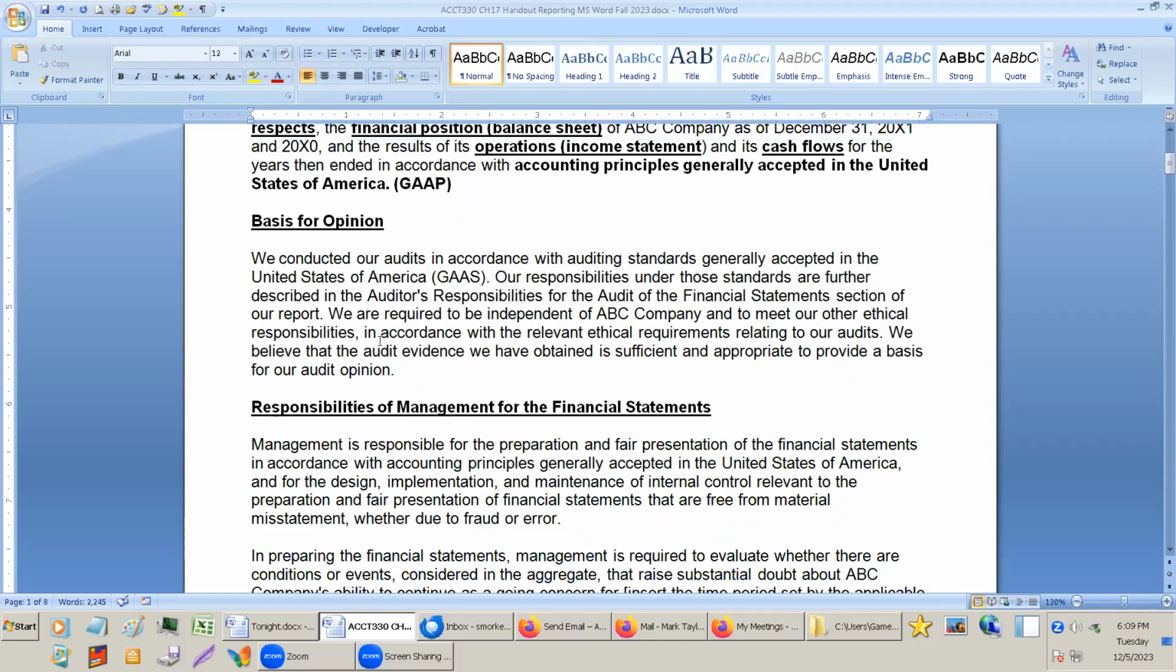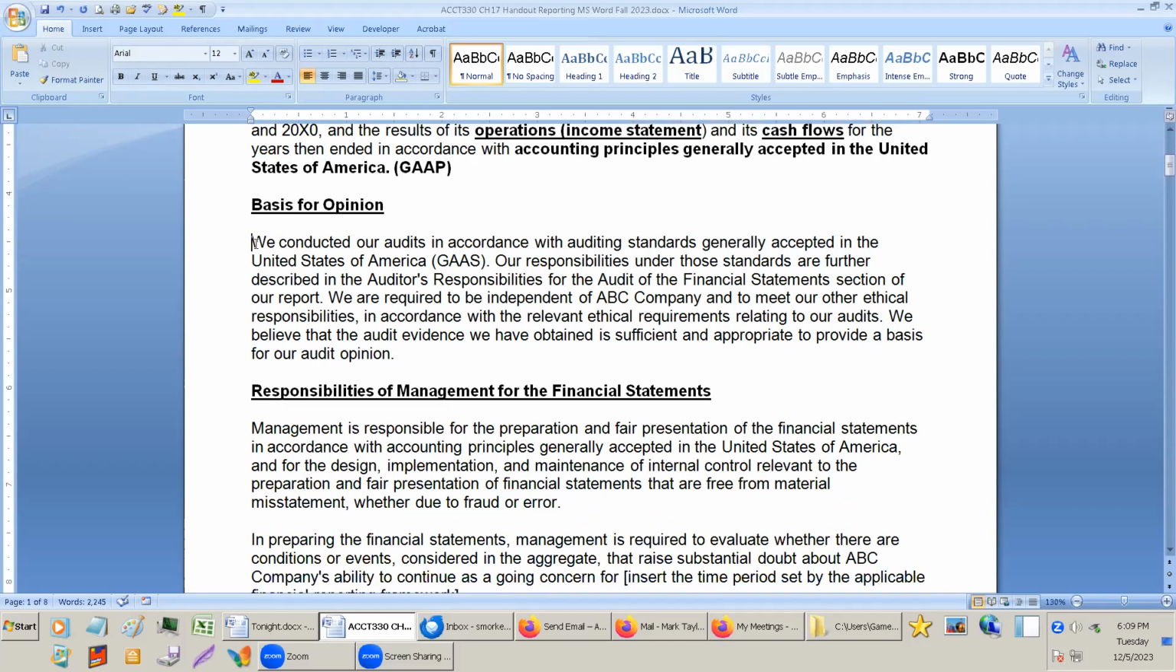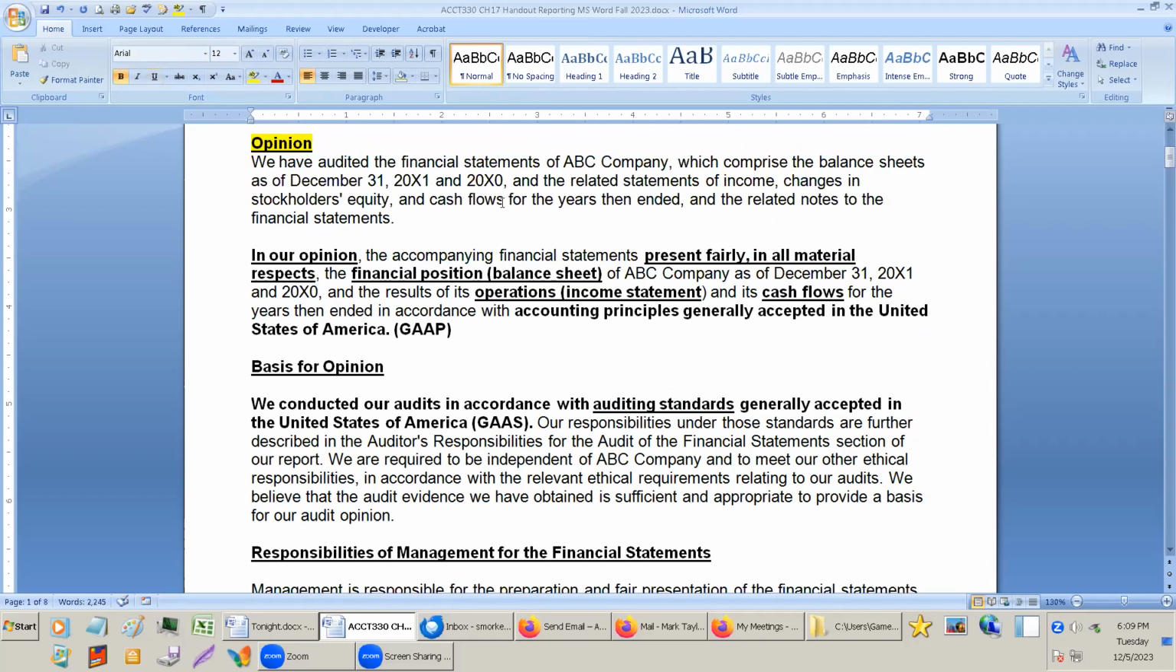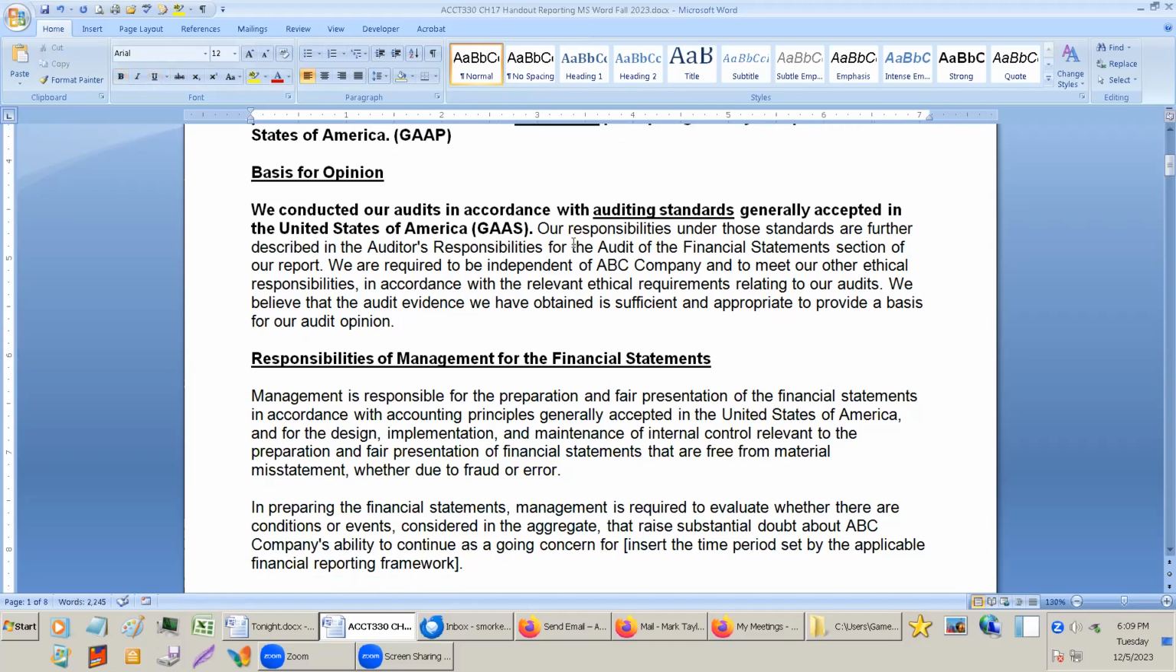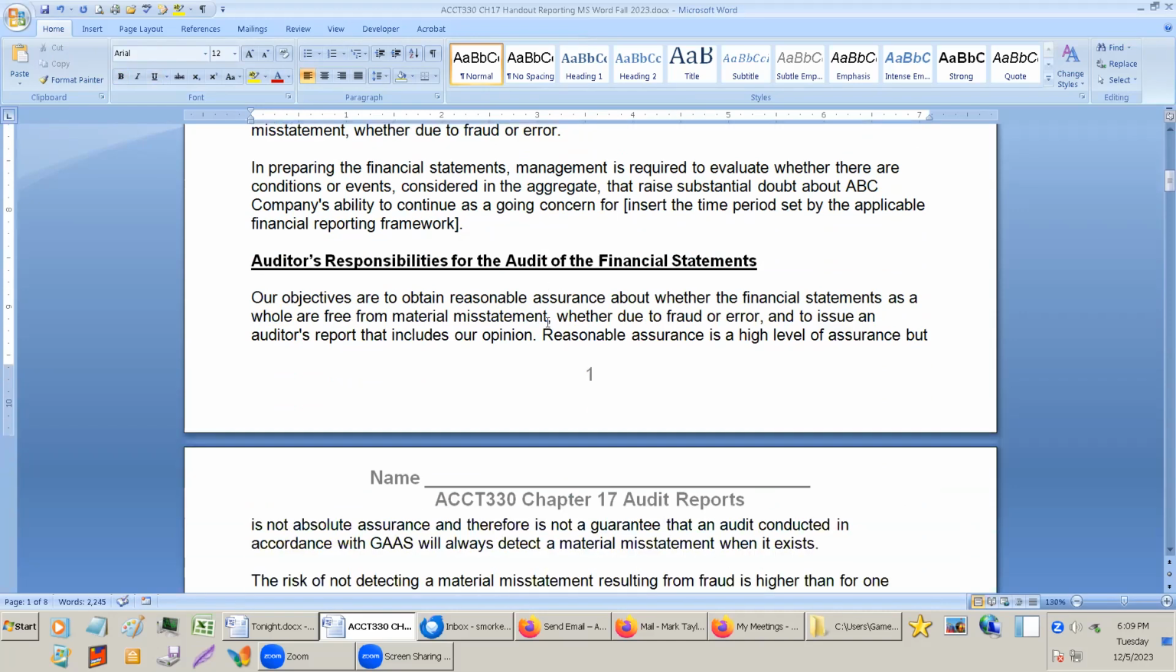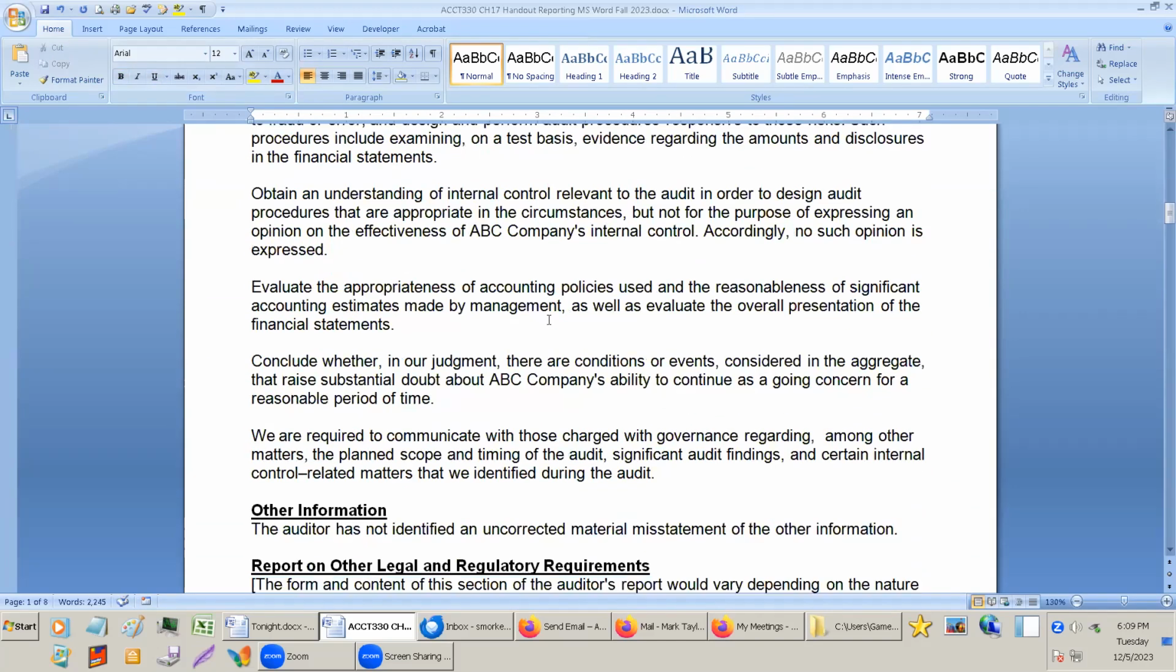And now we talk a little bit about what was our basis for our opinion? And that is probably the biggest one here: we conducted our audits in accordance with auditing standards, not accounting standards. So accounting standards are in the opinion. The basis for opinion has auditing standards of the United States of America. Okay, and it goes on for responsibilities. I'm not going to go on and read this. I think we did this before.